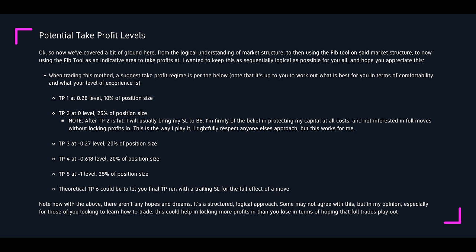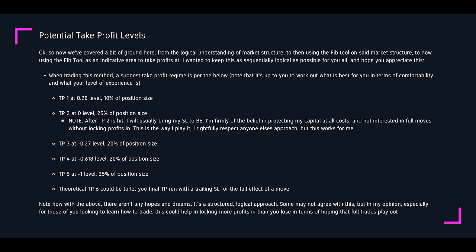Be very observant of one thing here. Note how with the above, there aren't any hopes and dreams. It's a structured, logical approach. Again, some may not agree with this. There are a lot of people that say, why would you bring your stop loss to break even? Trader Dante loves to use a rude word to describe people who do bring the stop loss to break even. But in this case, let's be realistic.